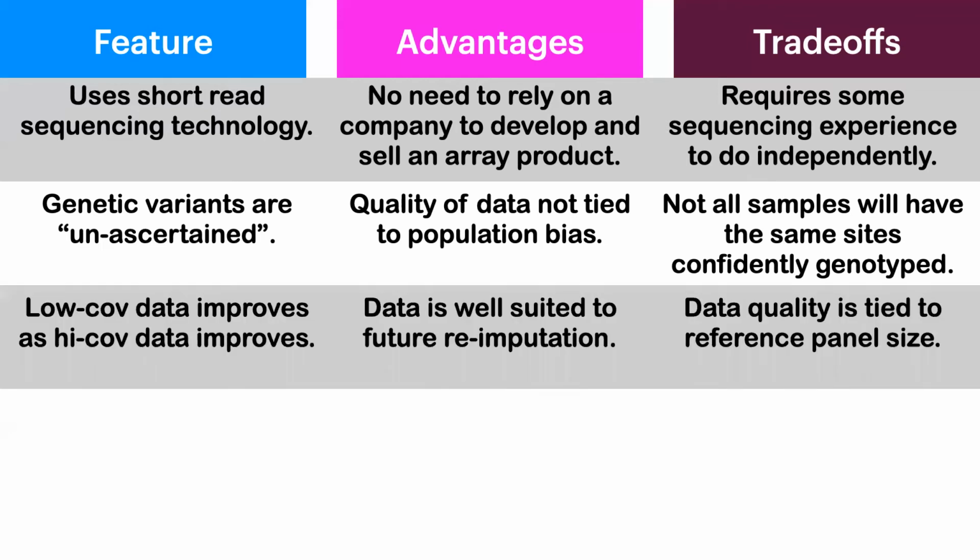Your low coverage data is going to improve as your high coverage reference data improves. So there's kind of this future proofing of your low coverage data. Earlier arrays, less dense arrays, are always going to be limited by the number of sites they happen to genotype at the beginning. High density arrays were selected to improve that, but they're still limited to those markers. Your sequencing data can always be reimputed and reevaluated in the context of new data. But that also means that your data quality is somewhat tied to your reference panel size at the time of analysis.